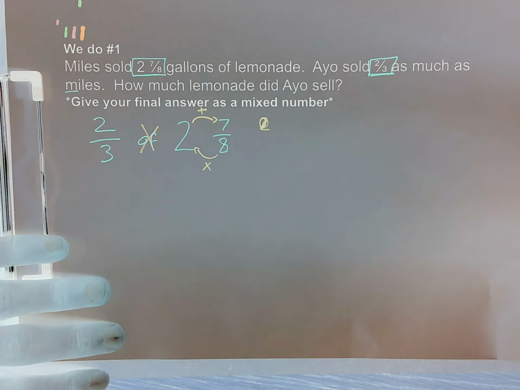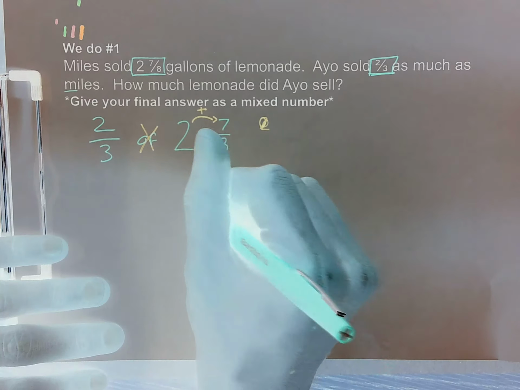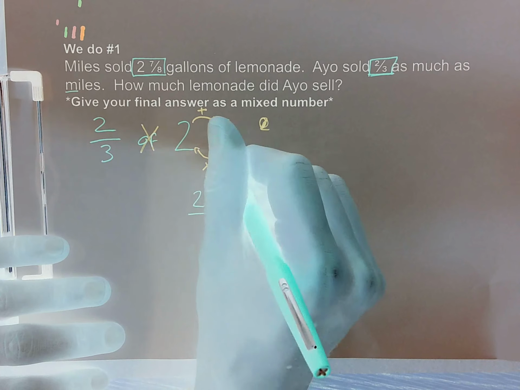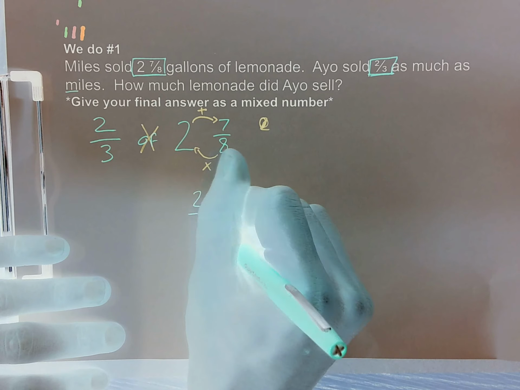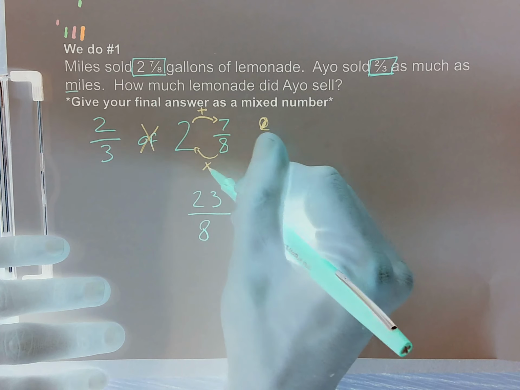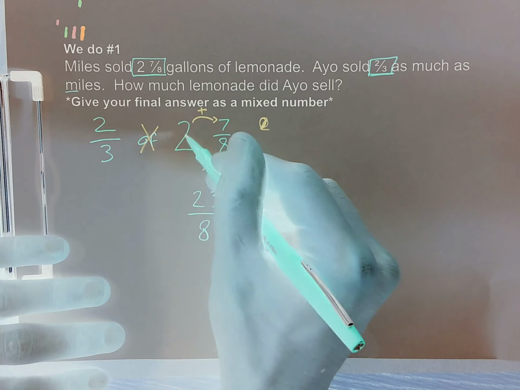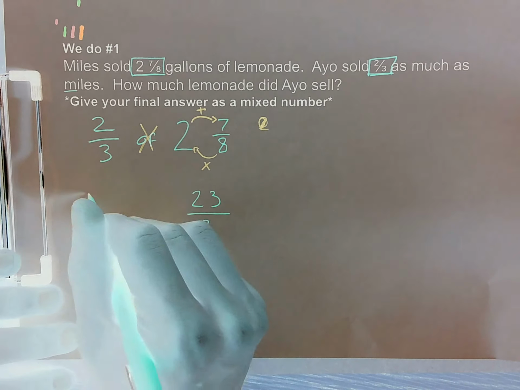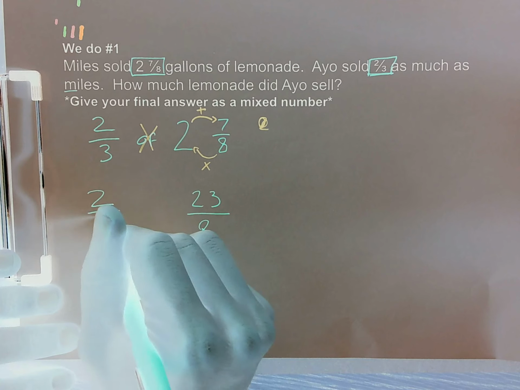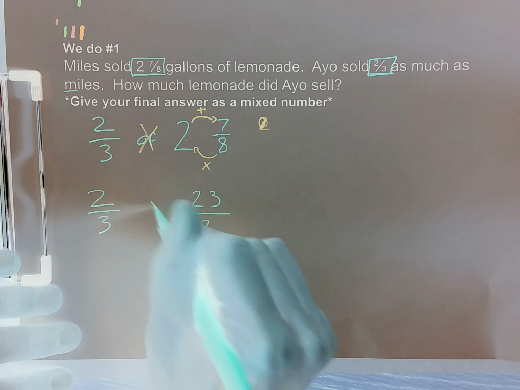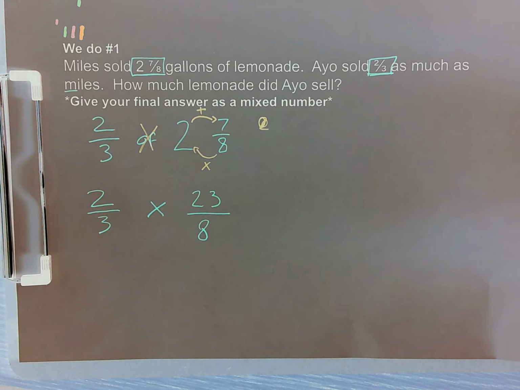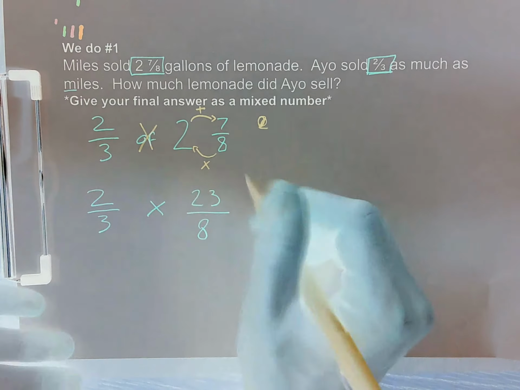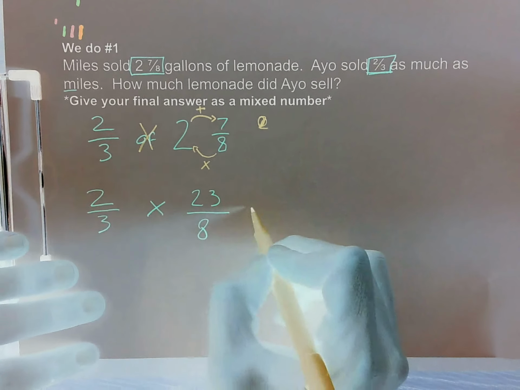So I can rewrite 2 and 7/8 as 23 over 8. Remember, our denominator stays the same. Right? I multiplied 8 times 2 to get 16 and then added 7 to get 23/8. Now I can rewrite this problem as 2/3 times 23/8. From here I can multiply across just like we did yesterday.